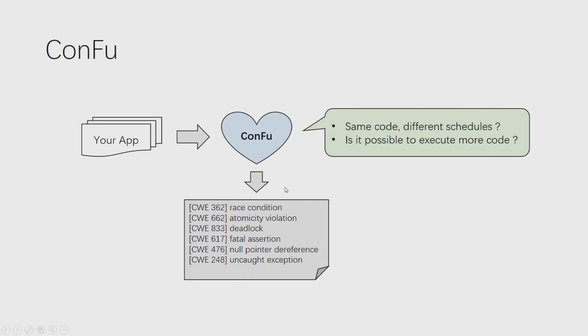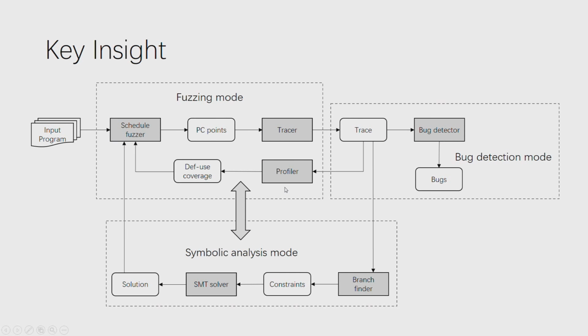From the technical view, the key insight behind ConFu is a combination of schedule fuzzing and symbolic trace analysis techniques. In its fuzzing mode, ConFu generates random schedules by enforcing context switches in a guided way. Iteratively, ConFu leverages stochastic optimizations with runtime concurrency coverage to help generate better schedules. Based on the runtime traces produced, ConFu performs dynamic analysis to identify bugs.